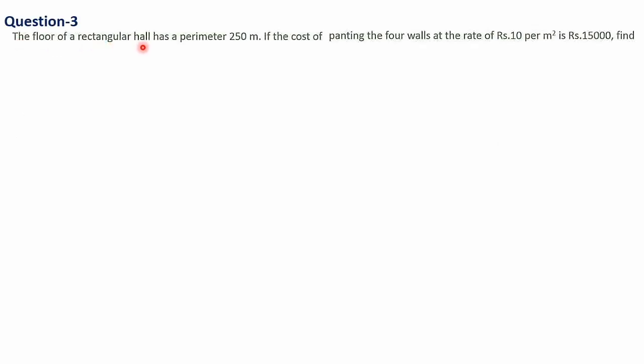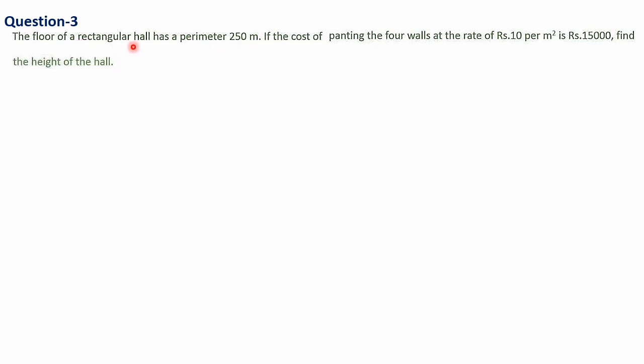Next, we shall discuss question number 3. The floor of a rectangular hall has a perimeter 250 meter. The cost of painting the floor, 4 walls at the rate of rupees 10 per meter square is rupees 15,000. Find the height of the hall. Floor of a rectangular hall has a perimeter 250 meter.